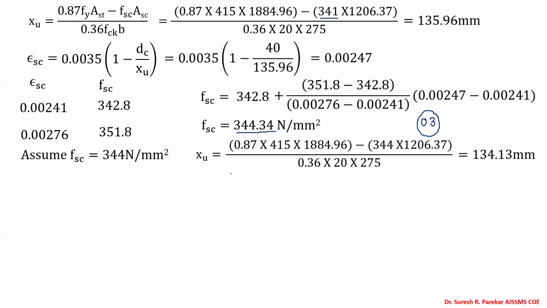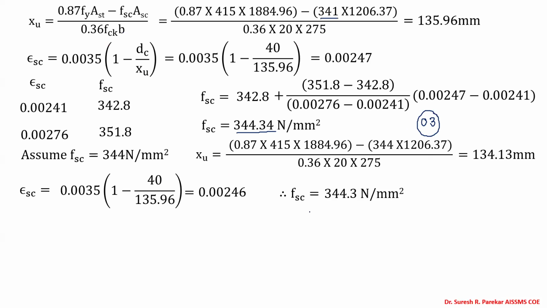And if you calculate the value of XU, then we have 134.13. And then epsilon SC, we will get as 0.00246. And against this, because we have 0.00247, the value we got was 344.34. And for 0.00246, we can consider the value 344.3. I have deleted this 4 because these two are very close. And this will be for 2 marks.